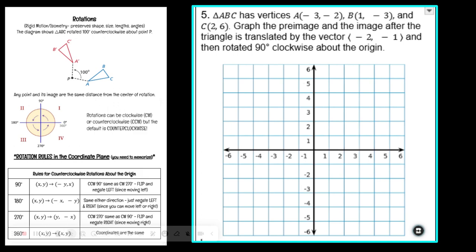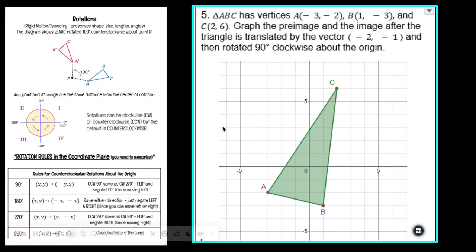So again, let's start with plotting that pre-image. Now, I'm sure you were already taking care of business while I was going through that question. So yes, of course, you should have this on your graph paper. Again, A located left 3, down 2. B, right 1, down 3. And of course, C located right 2, up 6. Now we're going to go ahead and take a check. We took care of step 1, plotting our pre-image. And now let's go and translate.